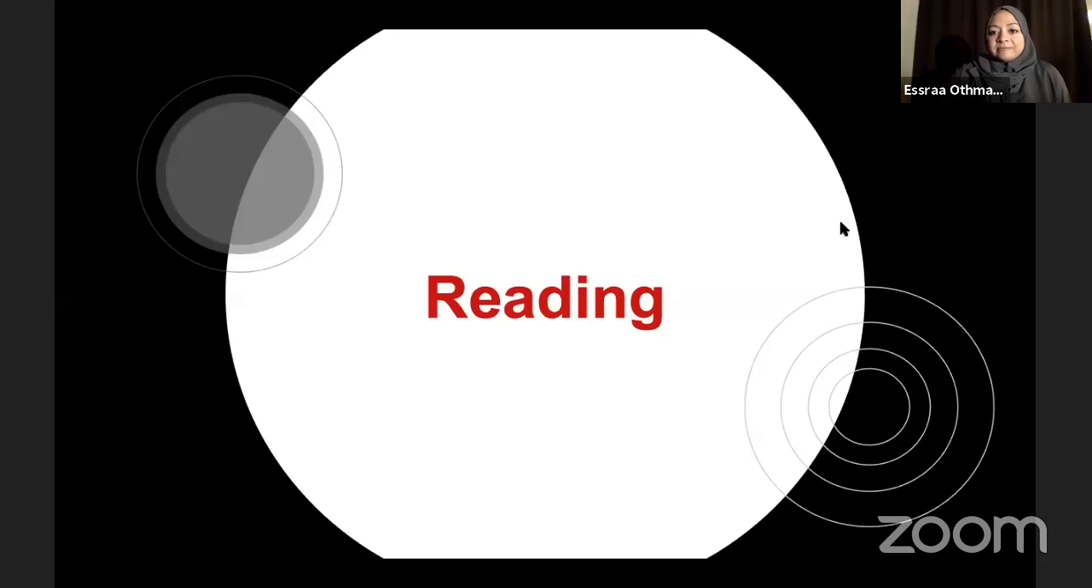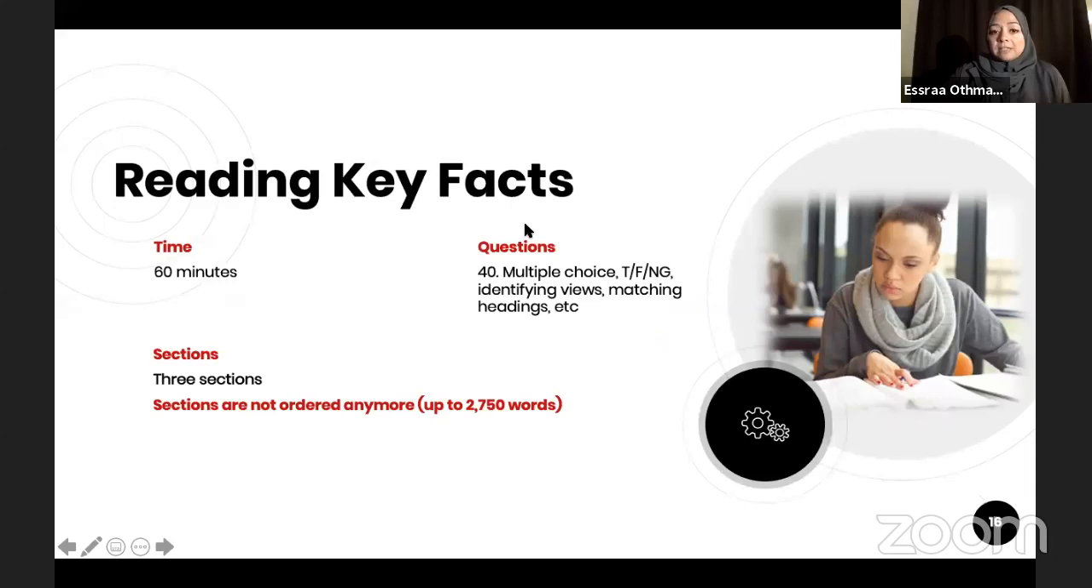Okay. Now, moving on to the reading section. The reading section is 60 minutes and it also has 40 questions. Those questions can be either multiple choice or true, false, not given. It can be identifying views. It can be matching headings. Those are the most common types of questions that you will find in reading.